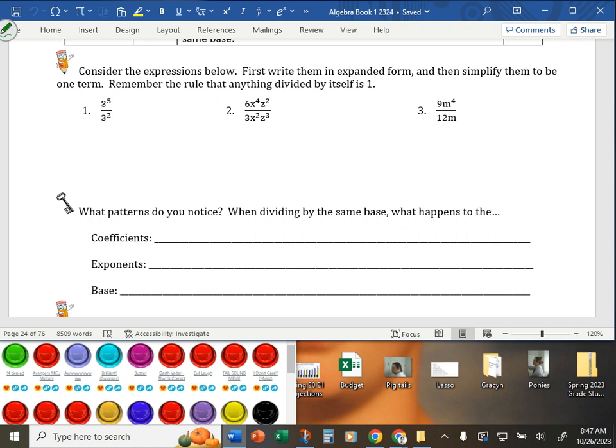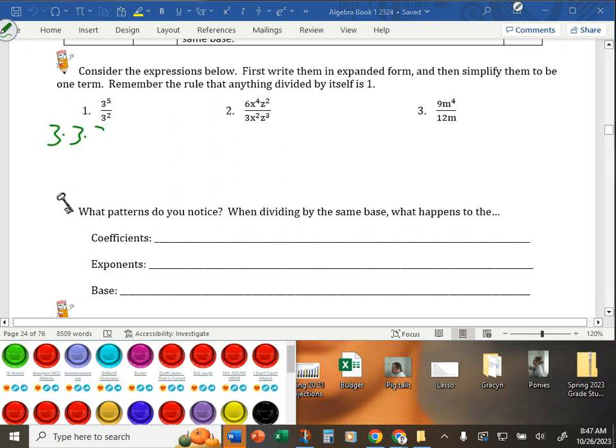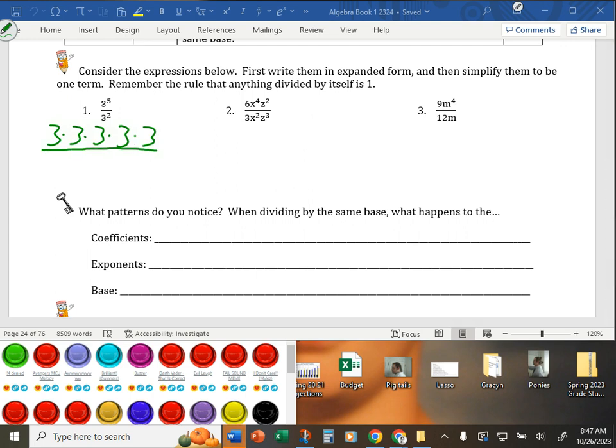So the first example here, 3 to the 5th divided by 3 squared. In expanded form, what's 3 to the 5th? What does that look like all written out? Aiden: 3 times 3 times 3 times 3. 5 of them. And then in our denominator, we have 3 squared, which is written as 3 times 3. Now, I line those up a certain way intentionally because of what we're able to do next.